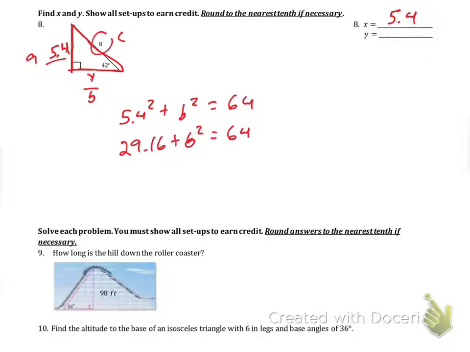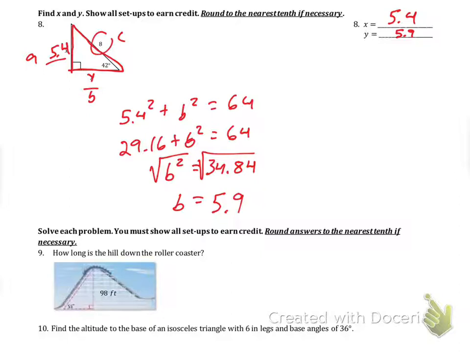I'm going to minus 29.16 on each side. So 64 minus 29.16 is equal to 34.84. And then if I just have b squared and I only want b, I take the square root of both sides. So then b is going to be equal to the square root of 34.84. That's going to give me 5.9 if I round to the nearest tenth. Check my answer, and it is 5.9.